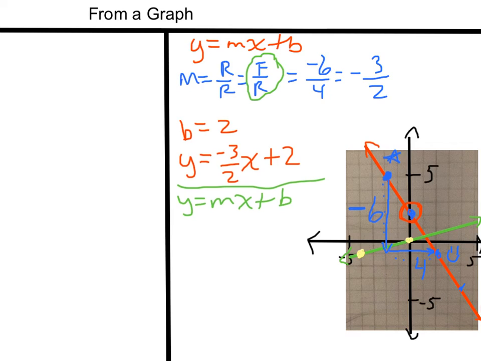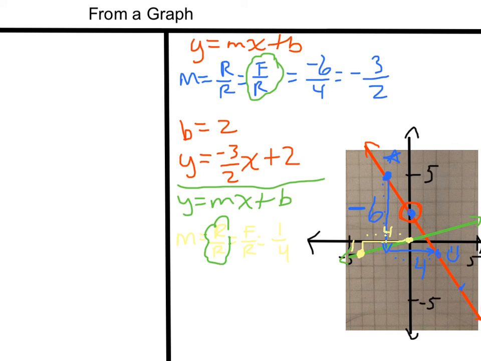So from this point, slope is equal to rise over run or fall over run. And this one is going to be a rise over run. So I'm going to rise 1 and run 4. So rise 1 right here, and I ran 1, 2, 3, 4. So that gives me a slope of 1/4. And it's positive because I'm rising.